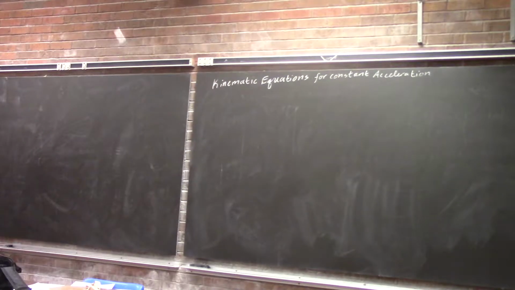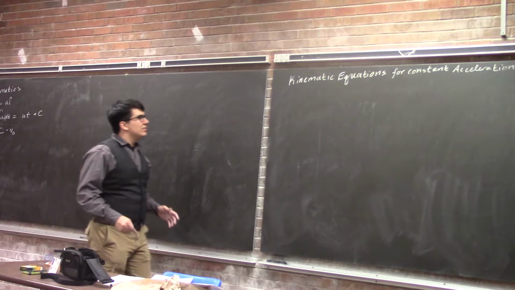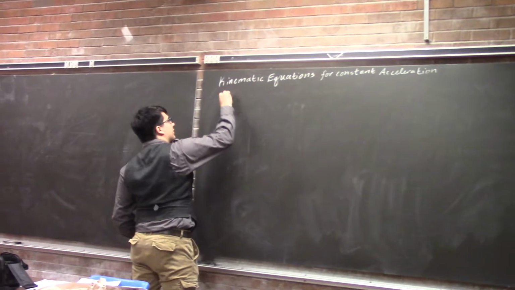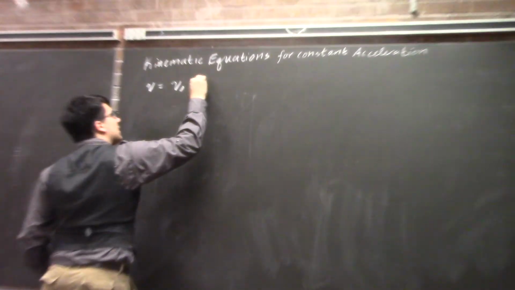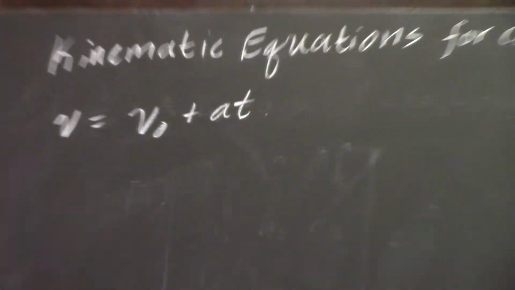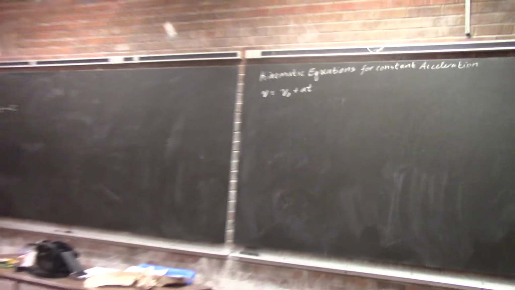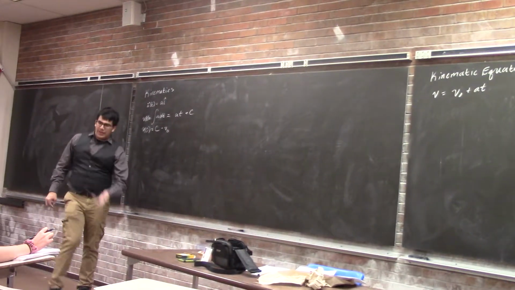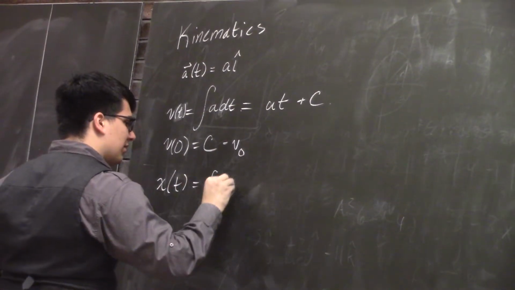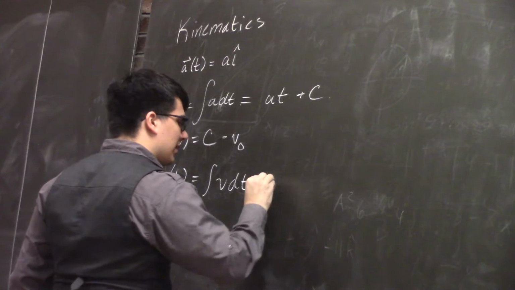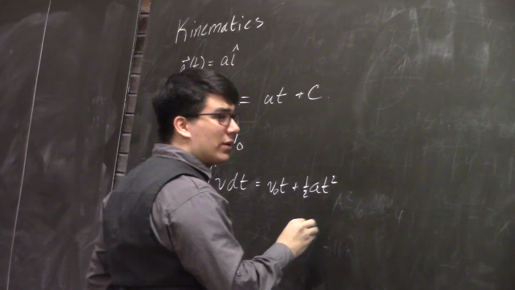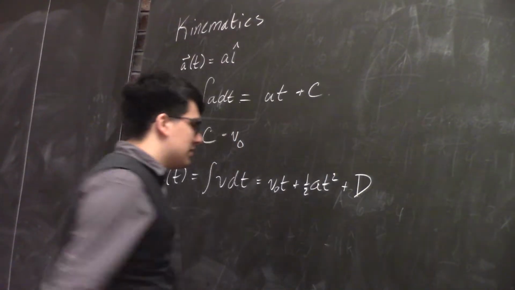Okay? So we have the kinematic equations for constant acceleration, and that's what I'm getting here. The first of which would just be my velocity function: v naught plus at. Now from there, how do I get position from velocity? Integrate again. So my position from my velocity is just going to be the integral of my velocity function. So it'll be v naught t plus 1/2 at squared plus some new constant.